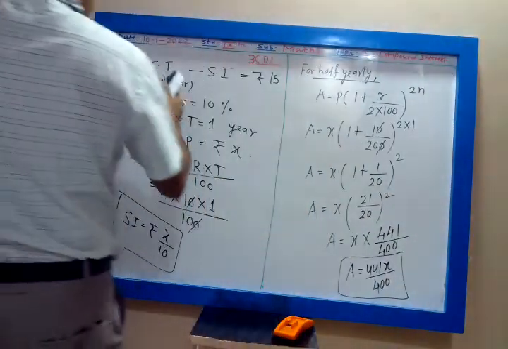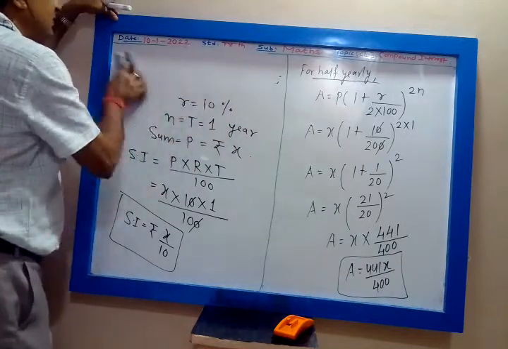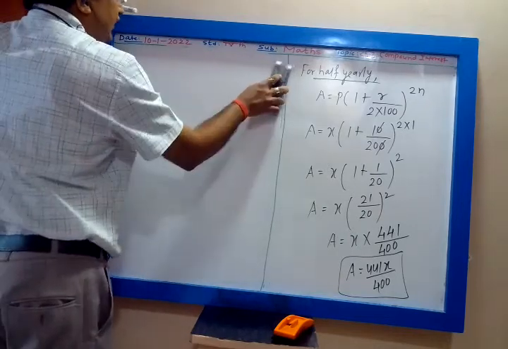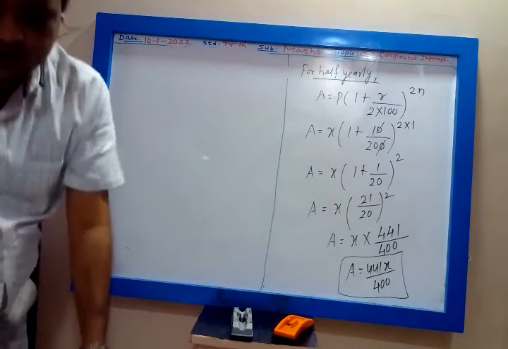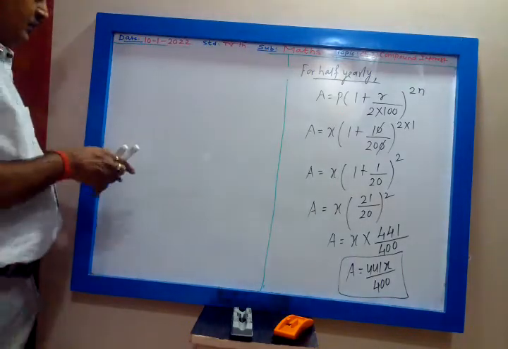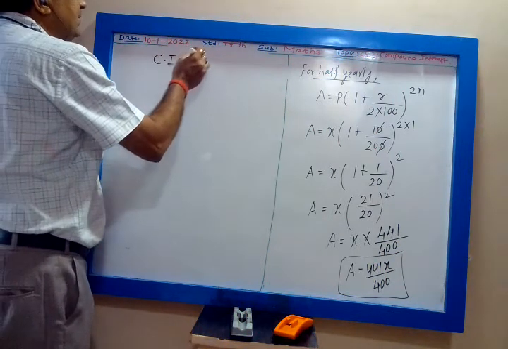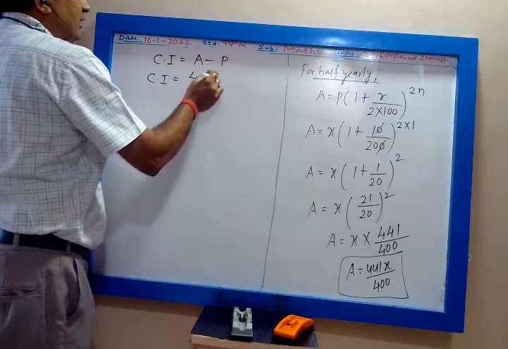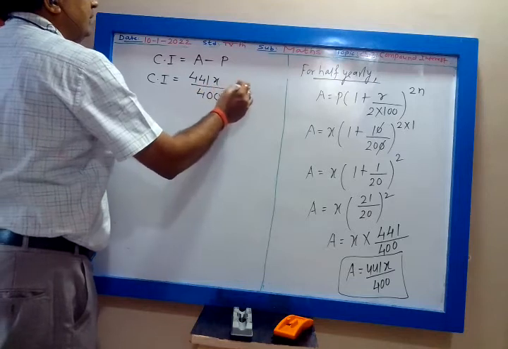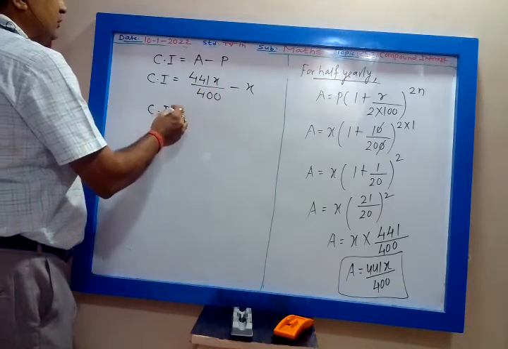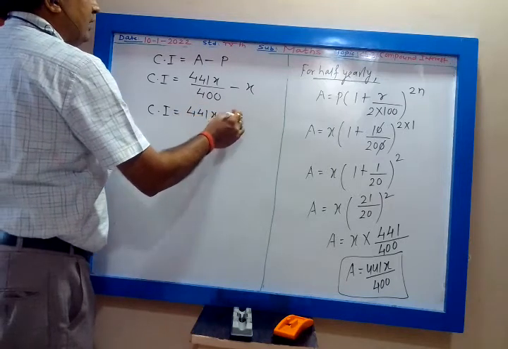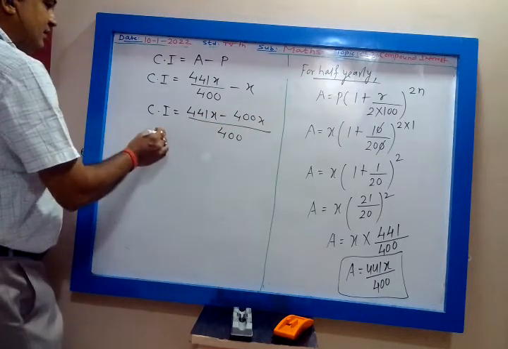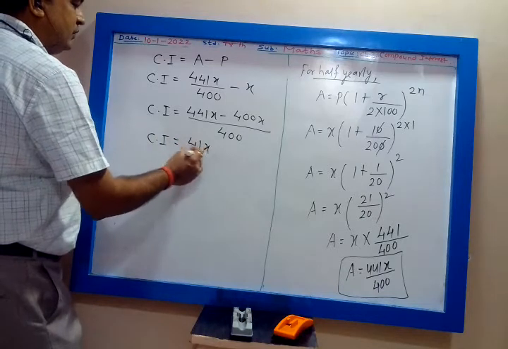Now we want to find CI. The formula for CI or SI is the same, A minus P. So CI is equal to 441x upon 400 minus P. P is X, so CI is equal to 441x minus 400x upon 400. So CI is equal to 41x upon 400.